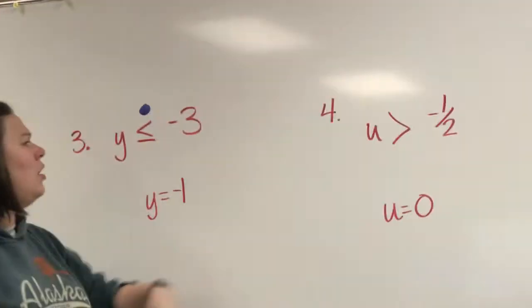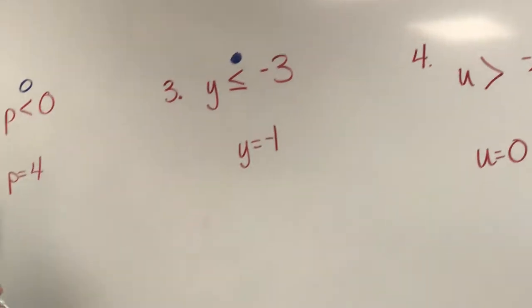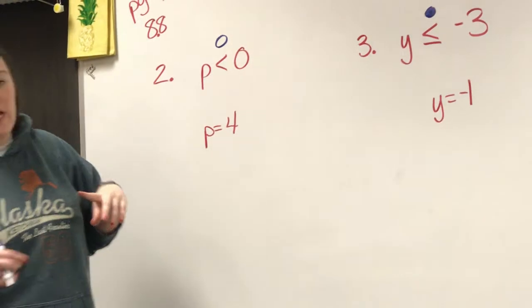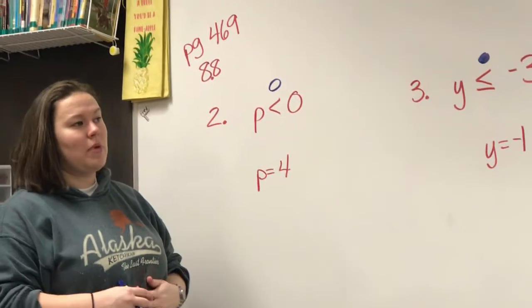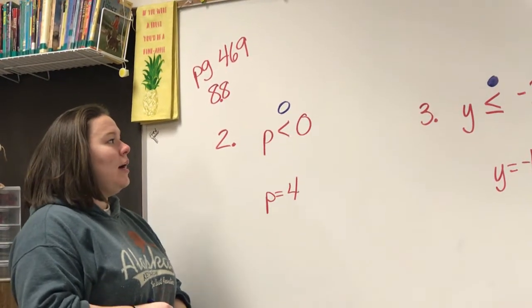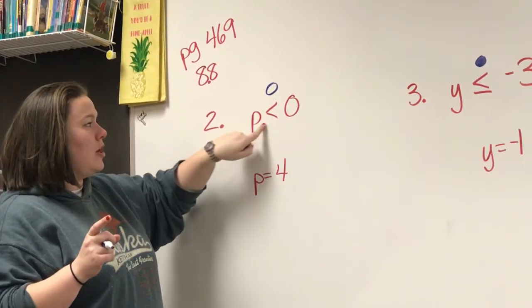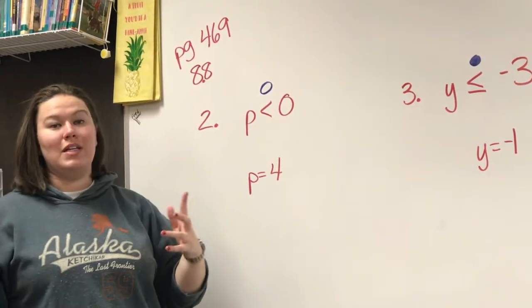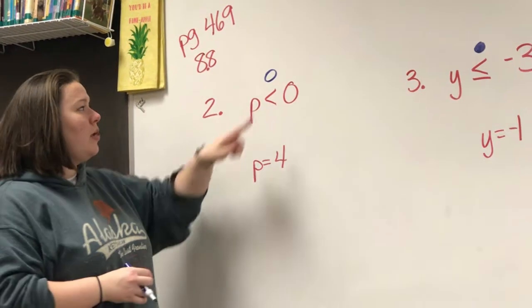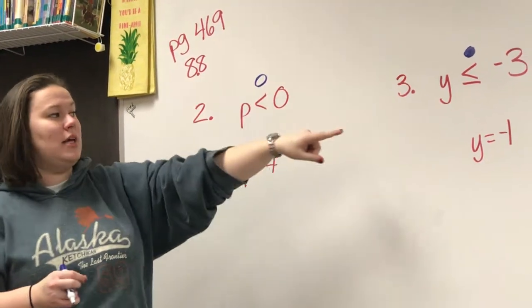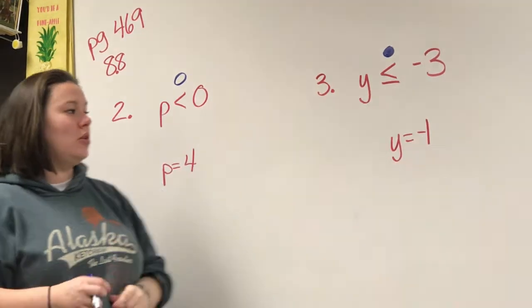You can do that all the way from problem number 2 to problem number 8, or even 9. I just didn't have room on my board for number 9. So yeah, get in the habit. That's the first thing you do. If it does not have a line underneath it, which means equal to, put an open circle. If it does have a line underneath it, put a closed circle.